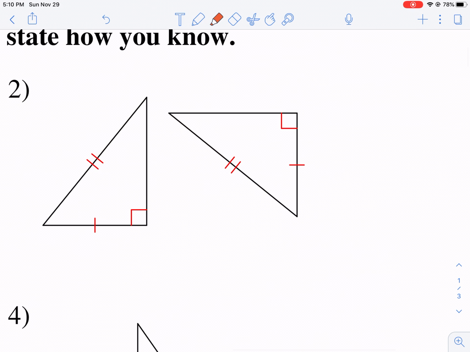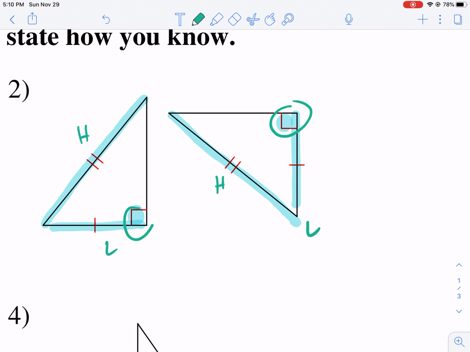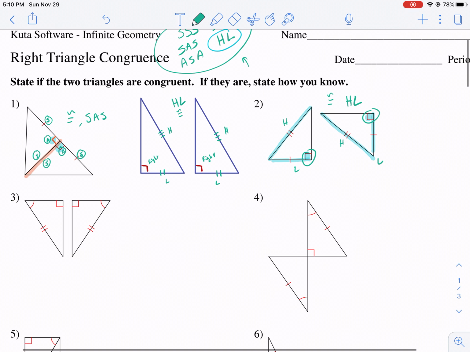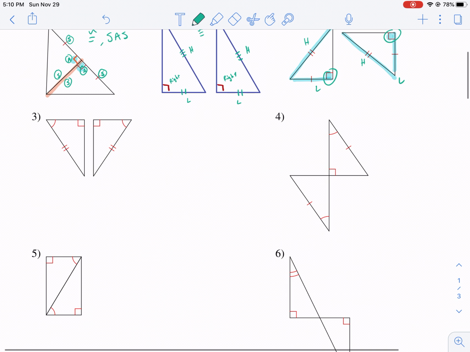Okay, again, we have a red alert. Why? Because we have a right angle and a right angle. Now let's check the hypotenuse. Are the hypotenuses congruent? And we do this time. And guess what? We also have a leg given for both. So this is hypotenuse, leg, because this is 90 degrees. So this is congruent because of the HL theorem. Okay, moving on to number 3. We're just going to roll through these.